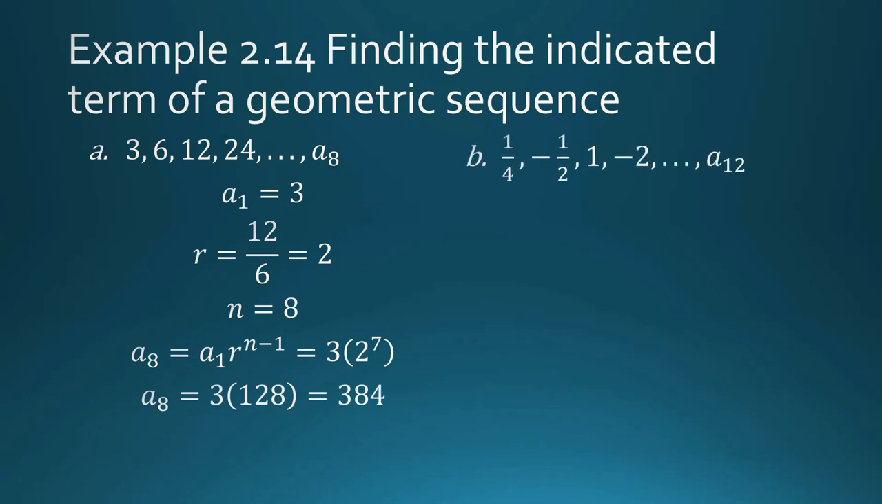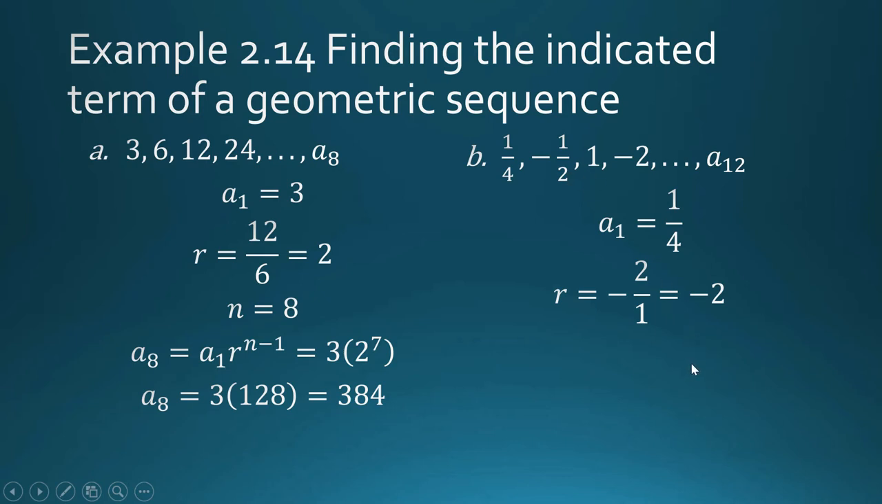Another one. 1/4, negative 1/2, 1, negative 2. Can you guess what's the next term? So the next term is 4, negative 8. Find the 12th term. Again, the first term is 1/4. To know or to see the common ratio, you pick any pair of consecutive terms. It can be negative 1/2 and 1/4, but I am choosing negative 2 and 1.